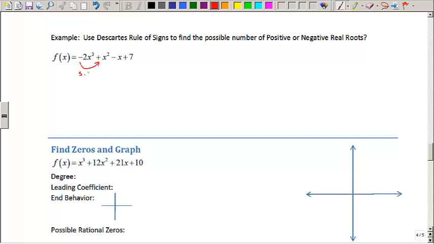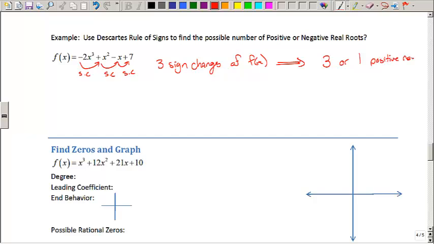Looks like I have one sign change from the first to the second term, another sign change from the second to the third, and then another sign change. That tells me I have 3 sign changes of f of x, which is going to give me 3 or 1 positive real zeros.